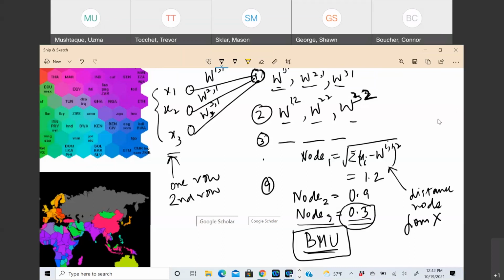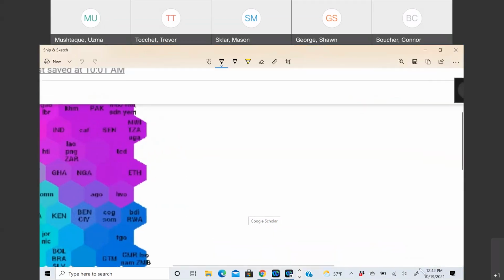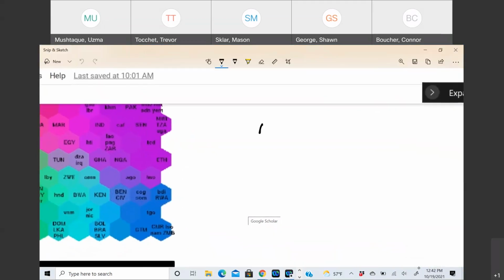So let me quickly show you what actually goes on in this, if I'm able to draw this. Okay, so let's say this is how they are represented.